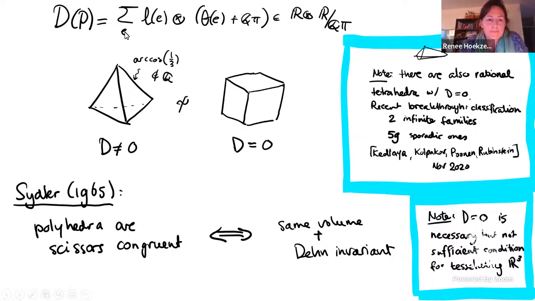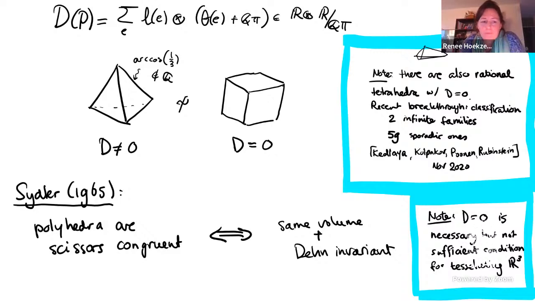Just some nice side notes: this is an interesting area that's still active. There are also rational tetrahedra that do have Dehn invariant 0, so it's not a combinatorial thing. It's really about the geometry of that polytope. There was recently a classification of these rational tetrahedra. Also, if the Dehn invariant is 0, this is a necessary but not sufficient condition for tessellating R3. So these are interesting areas, just as a side note.